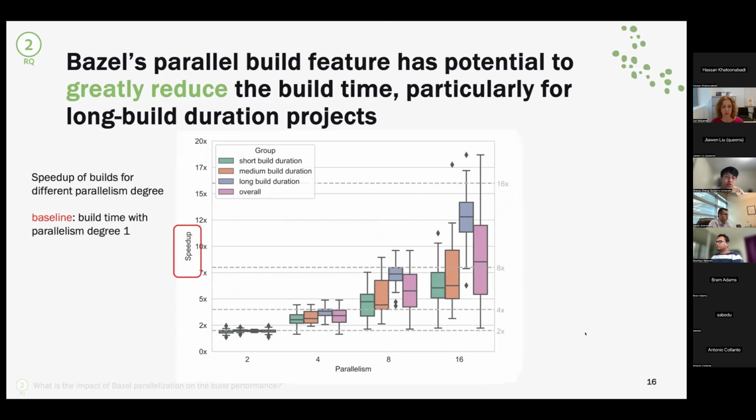So this figure shows the speed up of builds for different parallelism degrees. The speed up is calculated based on the build time with parallelism degree 1, which is a sequential build. So we found Bazel's parallel build feature has potential to greatly reduce build times, particularly for long build duration projects, as the median speed ups for long build duration projects is 3.84 times at parallelism degree 4, 7.36 times at parallelism degree 8, 12.8 times at parallelism degree 16.